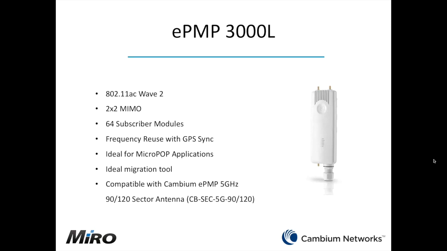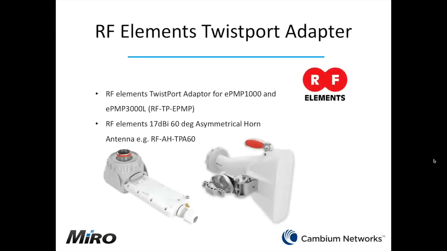These 3000L units are compatible with the Cambium EPMP 5 gigahertz 90 or 120 degree sector antenna. But something I just want to inform you guys of is the fact that it also works with RF Elements. We've got a lot of massive RF Elements fans out there, and personally speaking, I am as well. I really love their motto of using radio frequency in the most efficient manner possible.